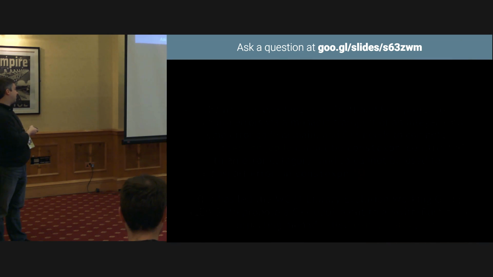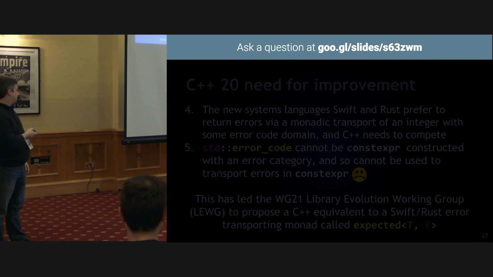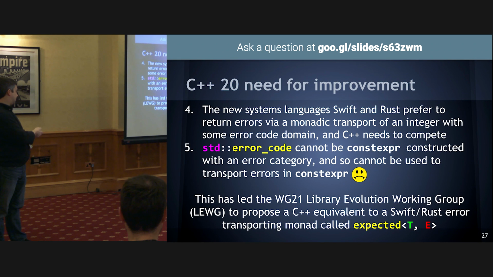So this is where the Library Evolution Working Group came up with this proposal called expected. I tried to make the T green and the E red for illustrative purposes. I think I've got it through all of it. But it's very, very similar to what Swift and Rust do. There's very little surprise here.